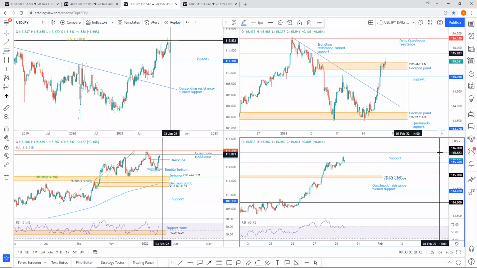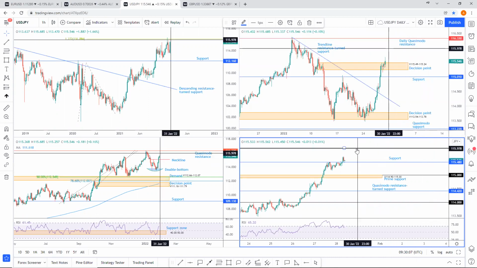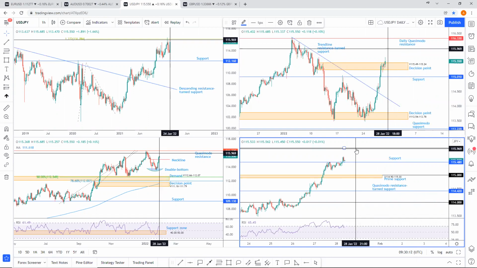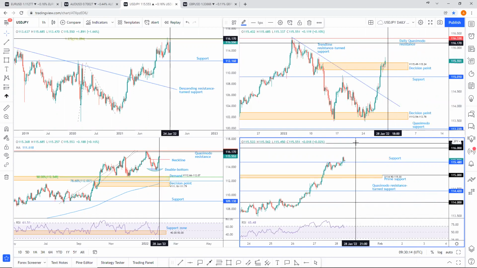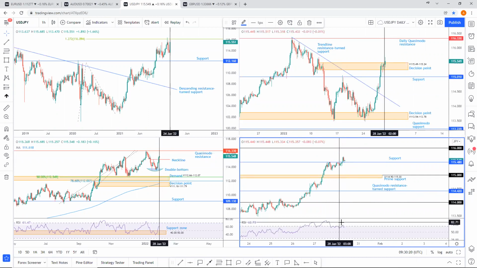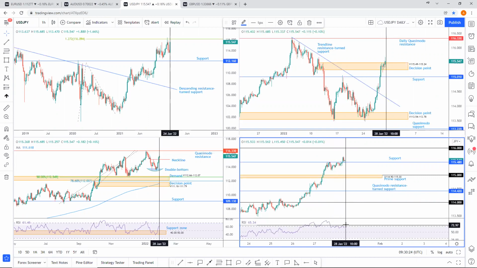can imagine, is plotted just below the daily time frame's Quasimodo resistance. So this could be an ideal target from this area, between 116 and 116.33. However, do note on the RSI, we are seeing an early form of bearish divergence. So yeah, do keep that in mind.